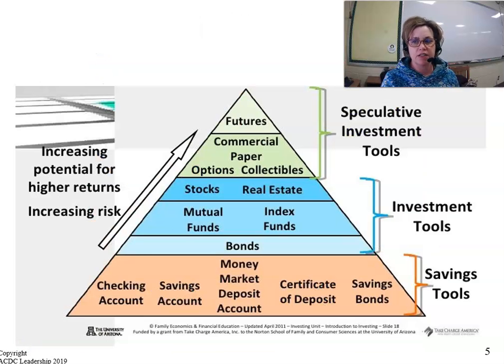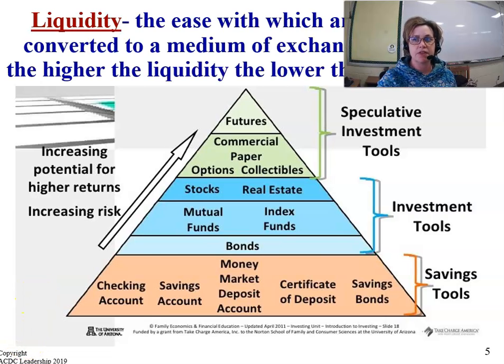This chart illustrates a variety of investments and their risk-return trade-off. So the higher on the pyramid the investment appears, the more risky it is. So there's a higher chance that you could make money, but also a much higher chance that you could lose your money. Liquidity refers to the ease with which an asset can be converted into cash. So in general, the higher the liquidity, the lower the rate of return is going to be on that investment.